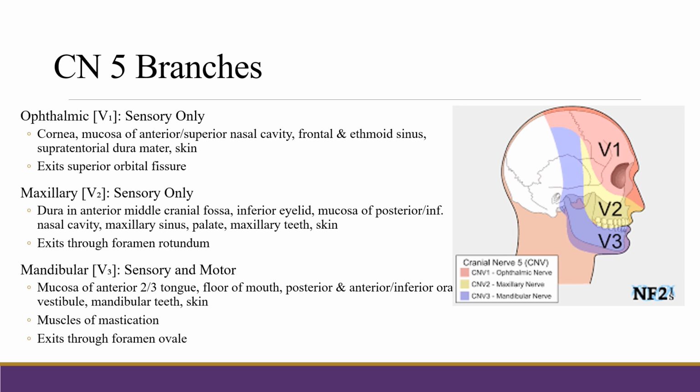This is a nice slide that pulls it all together for you. It is the trigeminal nerve, cranial nerve 5, with 3 different branches: ophthalmic, maxillary, and mandibular, sometimes just called V1, V2, and V3. V1 and V2 are sensory only, V3 is sensory and motor. And then you can see again where these are. It's just a nice one to study from, I think.